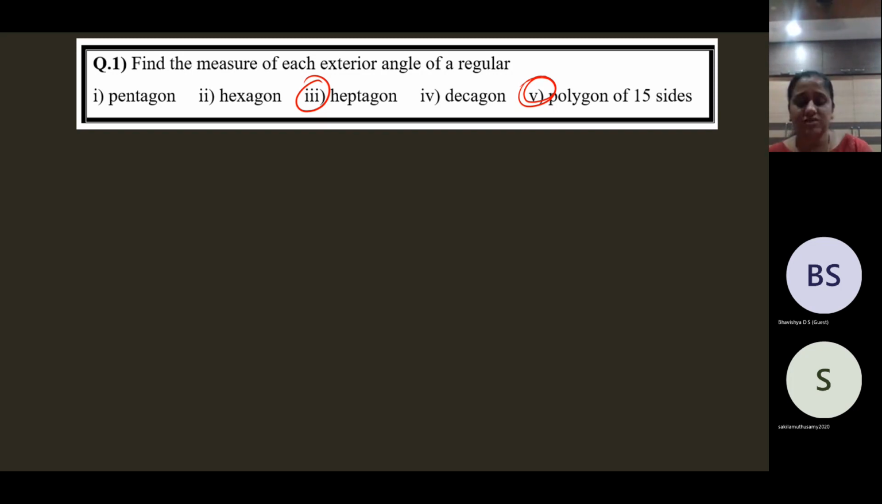Yes, Swati, what's the answer for the third one? I just want the final answer. Ma'am, the answer is 360 divided by 7, and that is 51.4. I want only the answer and you're telling me the steps. Okay, no problem. What's the final answer? The measure is 51.42, and it goes on. 51.42 degrees. All right, very good.